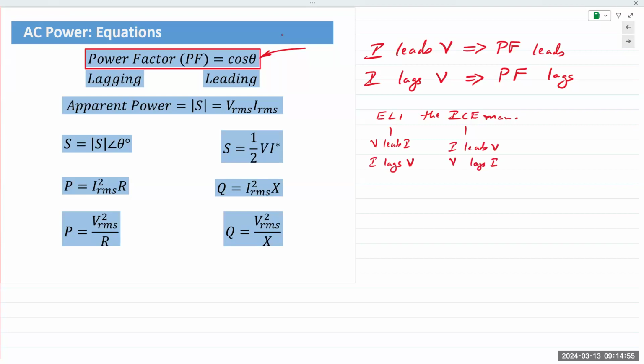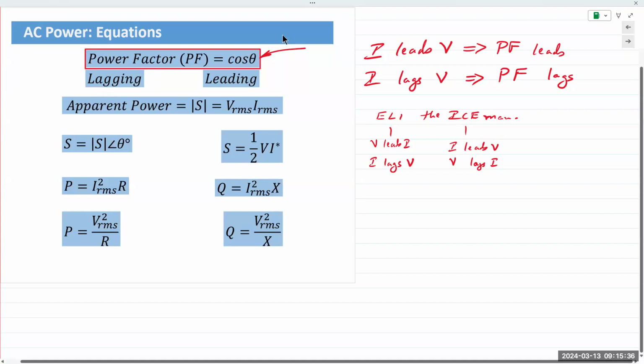For a power factor, we are describing the relationship of the current with reference to the voltage. If current leads, then it's a capacitor. Hence, we say power factor leads, or power factor is leading. If current lags, then we say power factor is lagging. In most industrial environments, we have inductive loads. And so power factor for an industrial environment or an industrial consumer is always lagging.